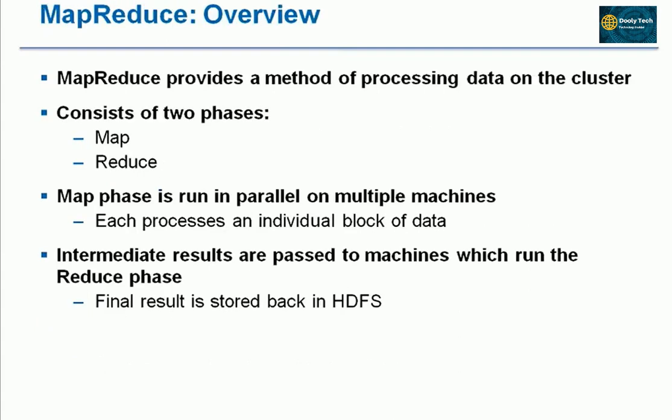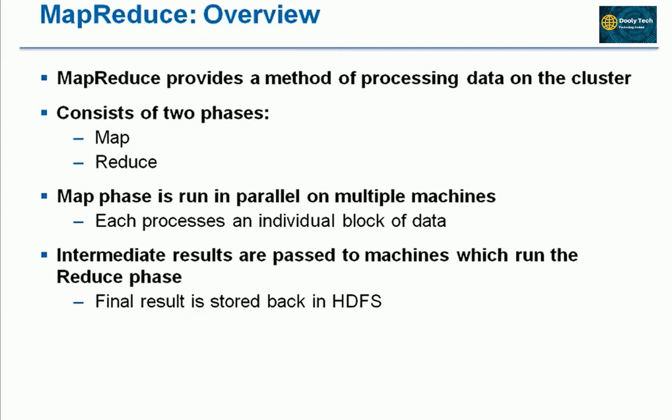And then once you have the distributed storage capability, then you have the distributed processing capability in MapReduce. MapReduce provides a method for processing data in the cluster, and there are 2 phases in a MapReduce job. Phase 1 is called map, phase 2 is called reduce, and these phases are run in parallel on multiple machines in the cluster at the same time. Every map process handles an individual block of data. So in the case of the big data appliance, an individual chunk of 256 megabytes is handed to a mapper and executed at the same time across the cluster.